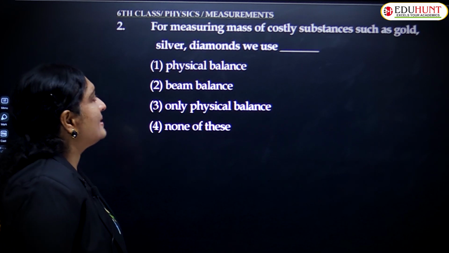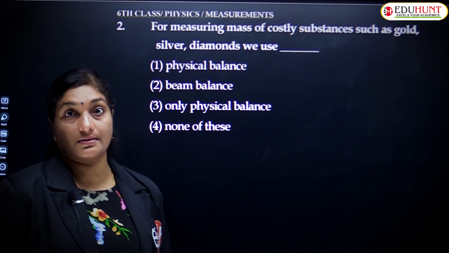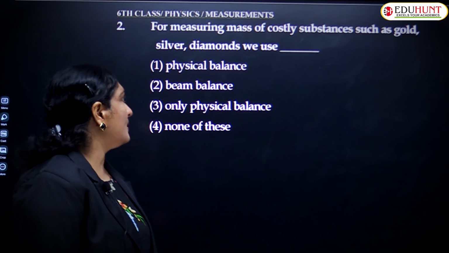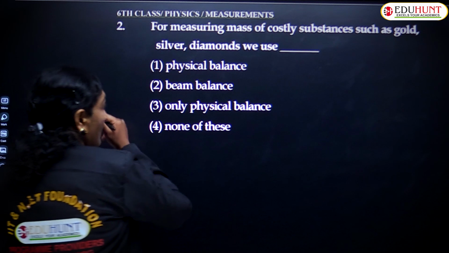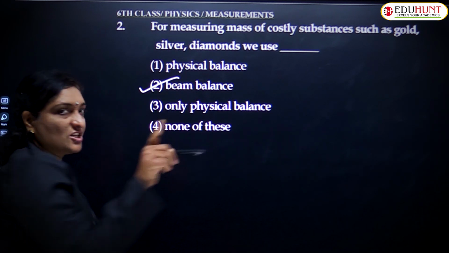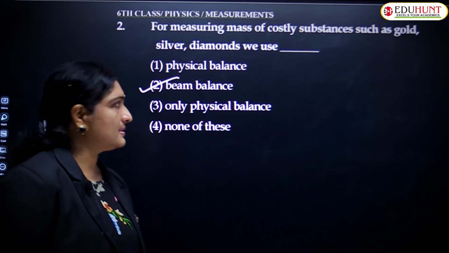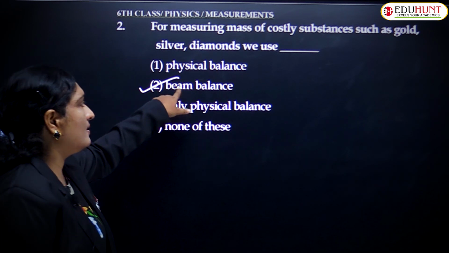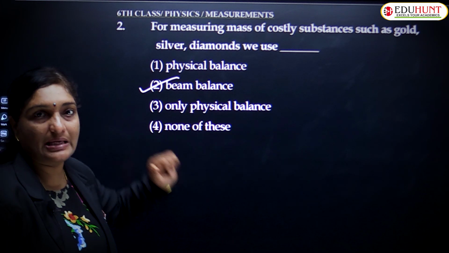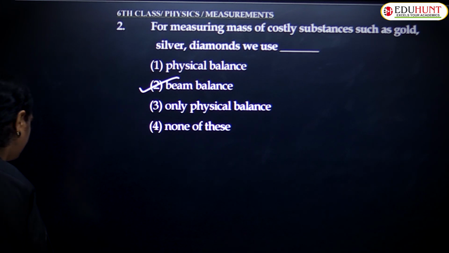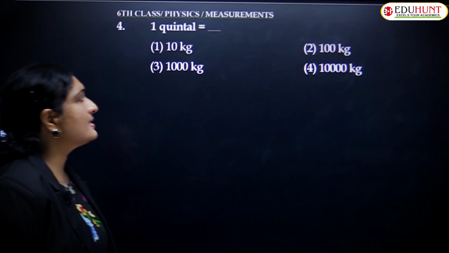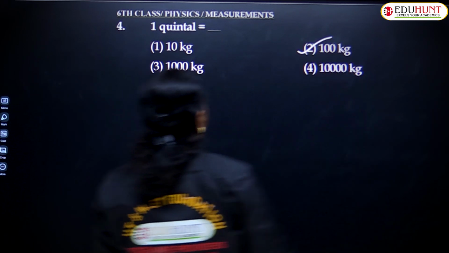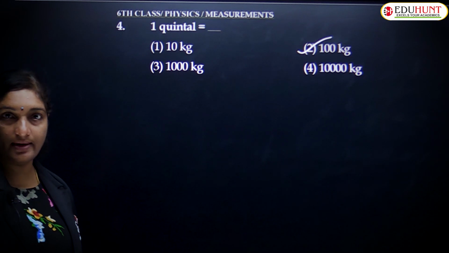Next question. For measuring mass of costly substances like gold, silver, diamonds and all, what instrument are we using? We're using a beam balance. I showed you the picture, that is called a beam balance. So grocery shops use a physical balance, and for gold shops and all, we use a beam balance. Next, 1 quintal is how many kgs? 100 kgs. So 1 quintal is equal to 100 kgs. Are you getting me, children?